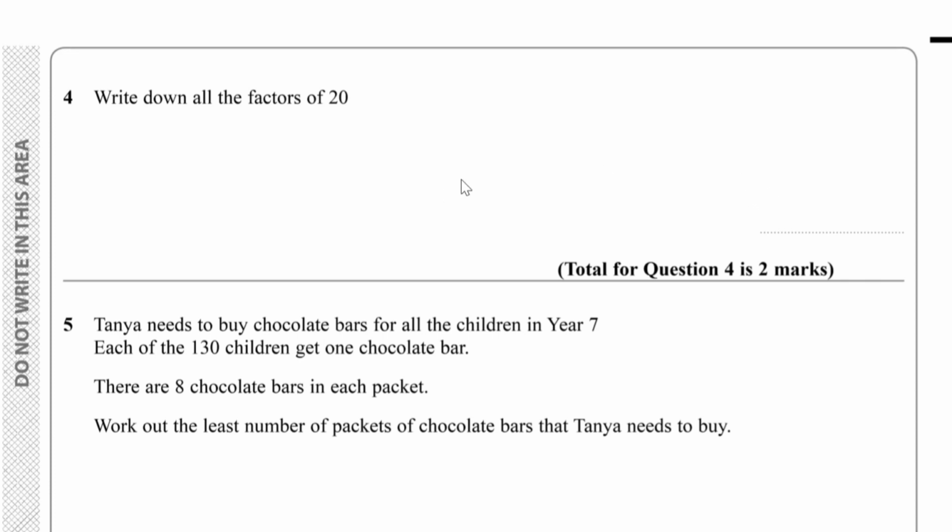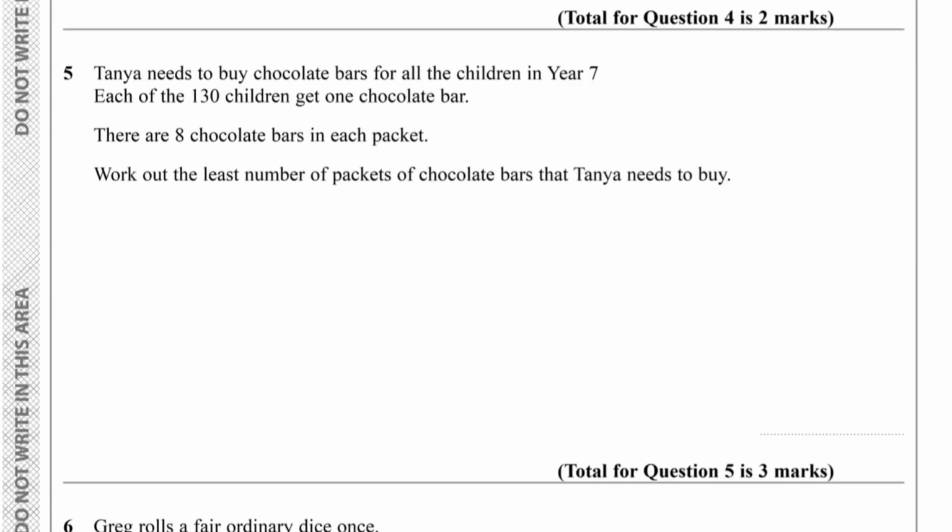Question number 4, we have to write down all the factors of 20. Well, 1 times 20 gives 20, 2 times 10 gives 20, 4 times 5 gives 20. Here are all the factors of 20.